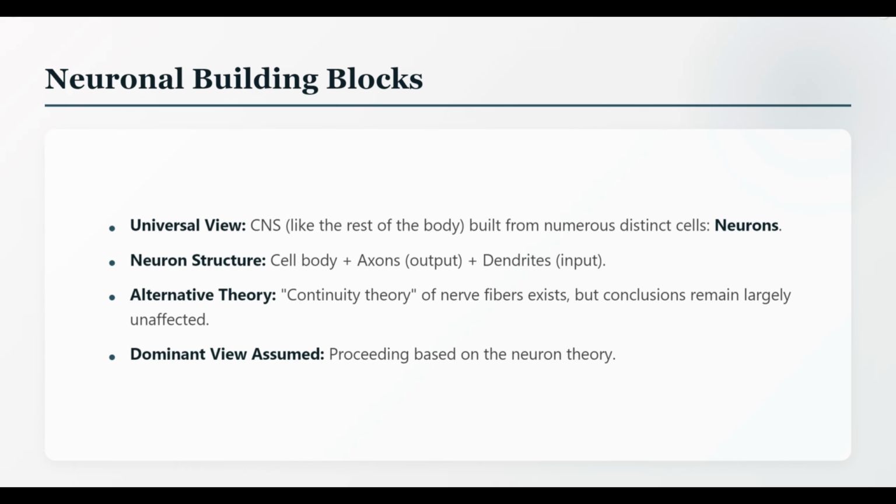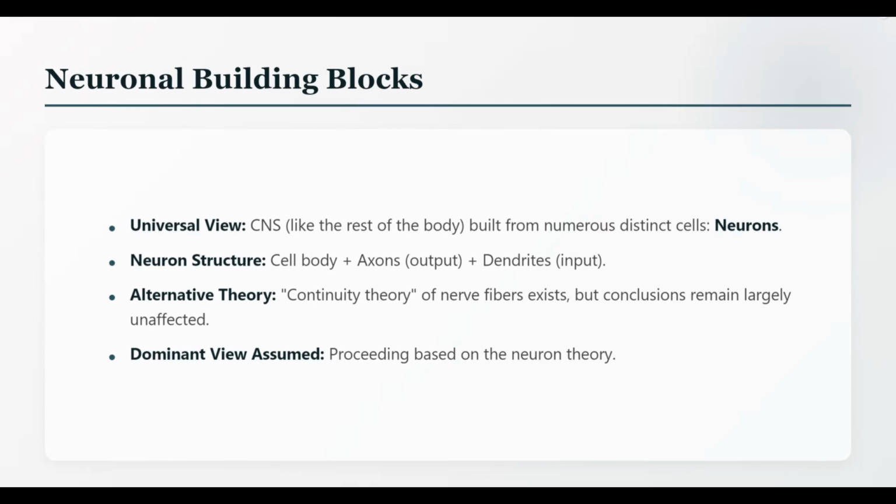Almost everyone agrees the nervous system, like the rest of us, is made up of cells, specifically neurons. Think of them as the specialized workers. Each has a body, the cell body, and two main types of extensions, the axon which sends signals out, and dendrites which receive signals from others.